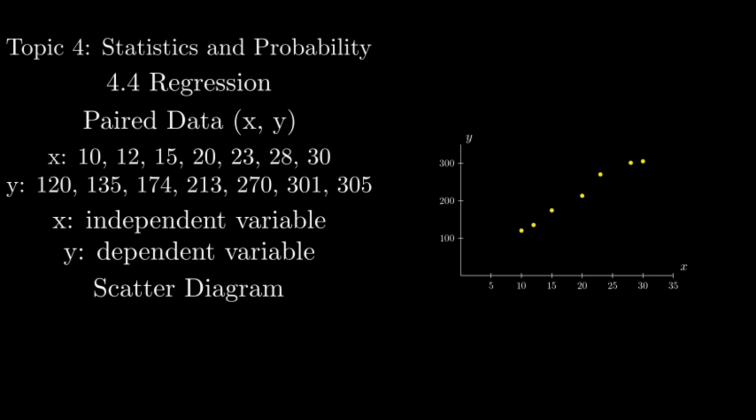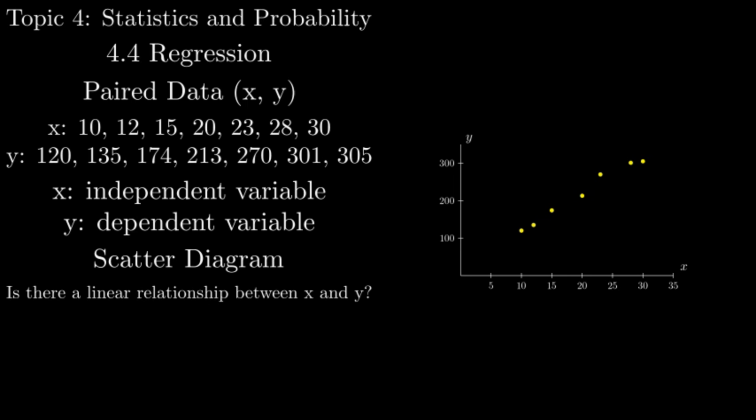This leads us to the main question in regression analysis. The key question we want to answer is: is there a linear relationship between the values of x and the corresponding values of y? In other words, do the points on our scatter plot seem to follow a straight line?